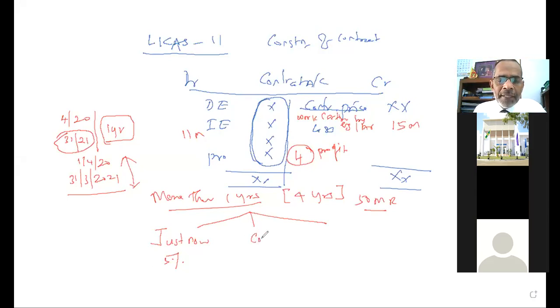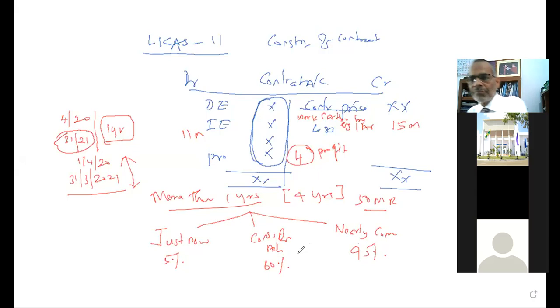Second step, considerably advanced. Say for example, we have completed around 60% of the contract. The third step, our contract is nearly at the completion stage, maybe 95, 96 or 97% completed.